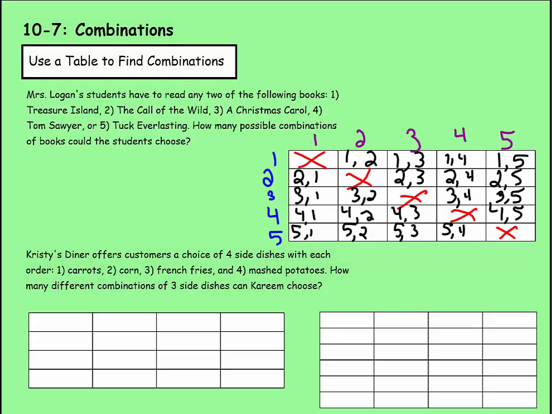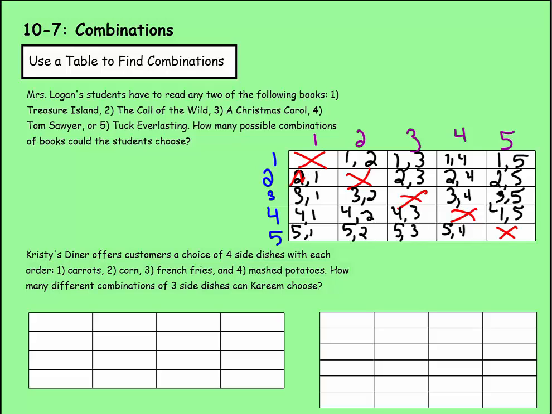And you're going to notice something here. On the opposite sides of these X's here, we have doubles. We have 1 and 2 here. On this opposite corner, we have 2 and 1. 1 and 3, and 3 and 1. Remember, for combinations, order does not matter. If you read 1 then 2 and then 2 then 1, you're reading the 2 same books.